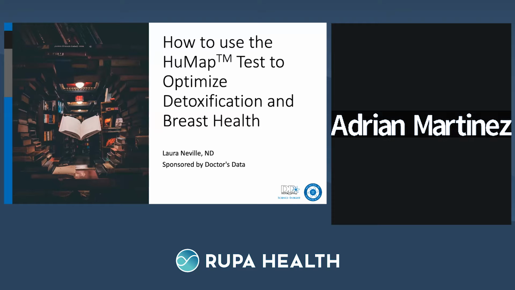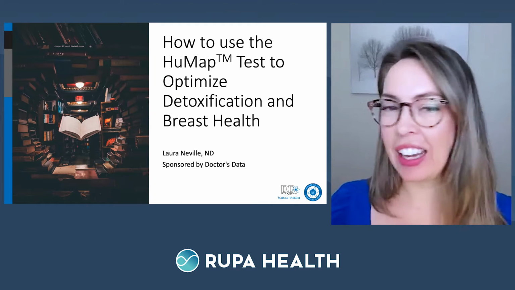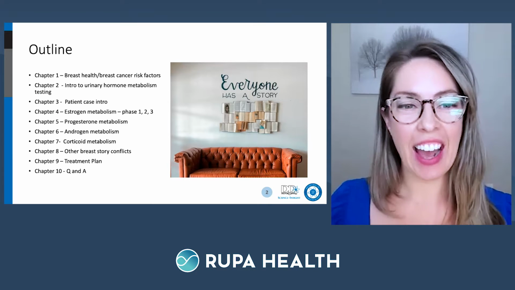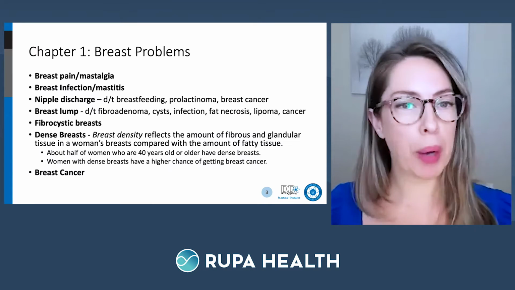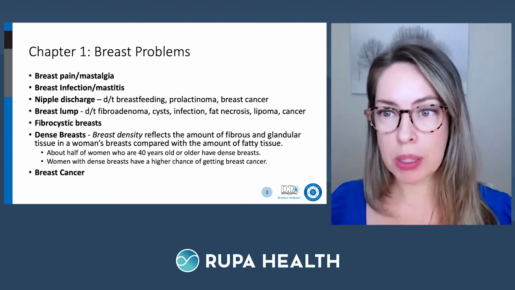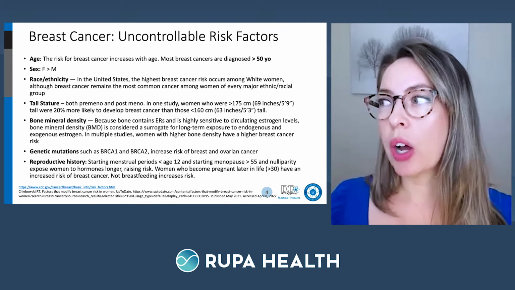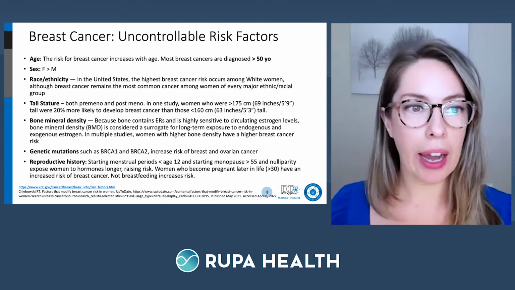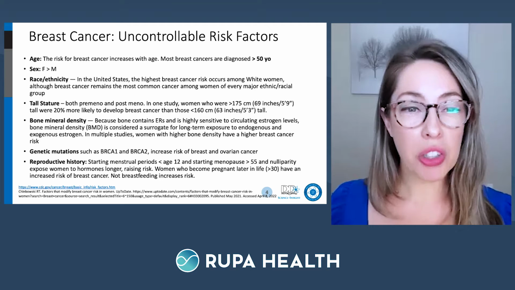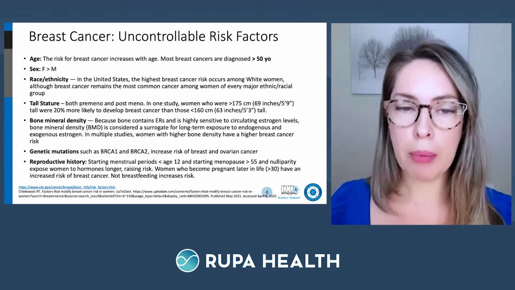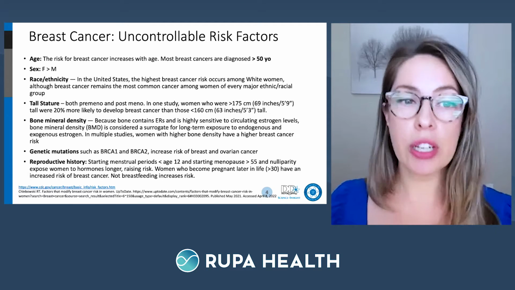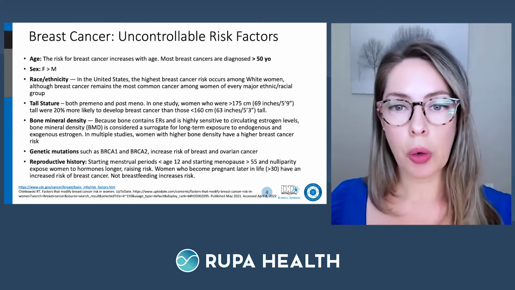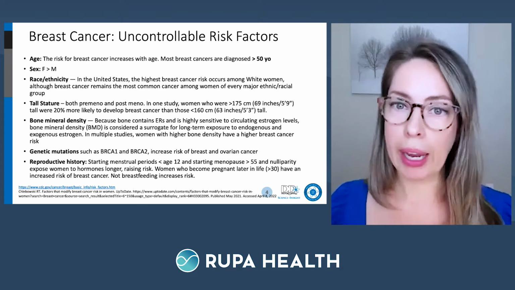Perfect. All right. So what I mentioned, again, the HuMAP test, we're going to go through all of these things today as our outline. Again, all of the breast problems that can present, but today I'm specifically focusing on breast cancer. So uncontrollable risk factors: the greater the age, the higher the risk seems to be. We have tall stature, interestingly, so women above 5'9" have increased likelihood over those less than 5'3". So definitely reproductive history can play into this.